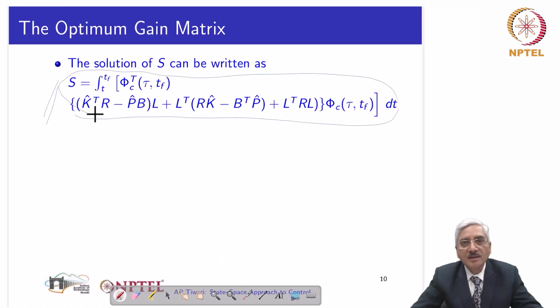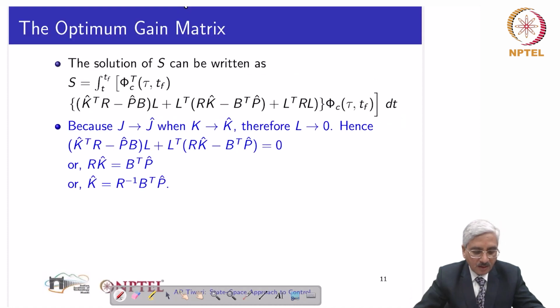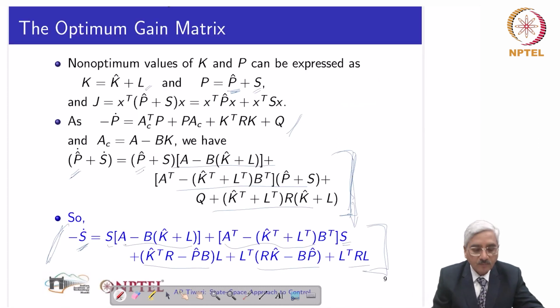This is very similar to that solution for P which was shown in the first slide of this lecture in the beginning itself. So we have this solution for S, which is the deviation in P, deviation from P hat, the optimal value. And let me go to previous slide, this one. In this one, these are deviations, and there are terms like this, product of deviations.